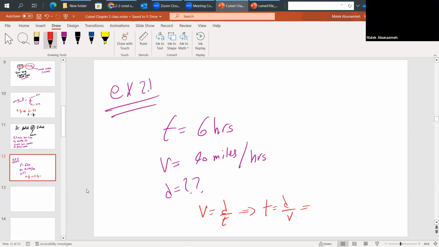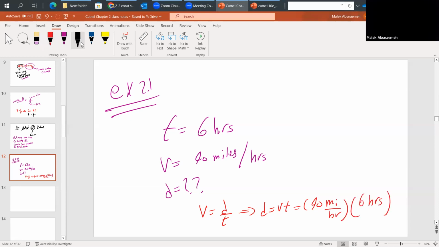We're actually looking for the distance. We're not looking for the time. See, that's what we got. So your distance is going to equal your V times your T, which is going to equal your 40 miles per hour multiplied by your 6 hours.